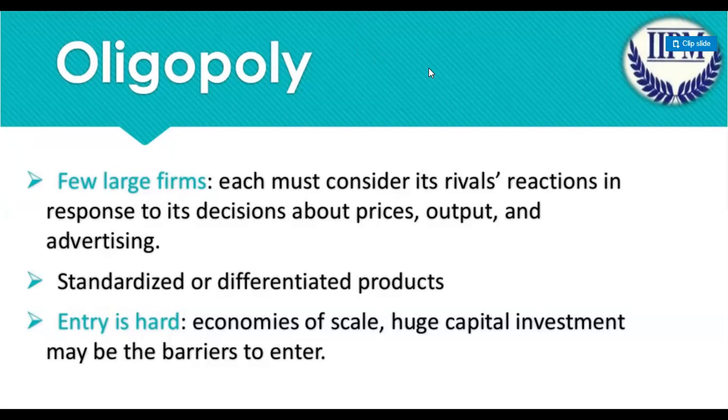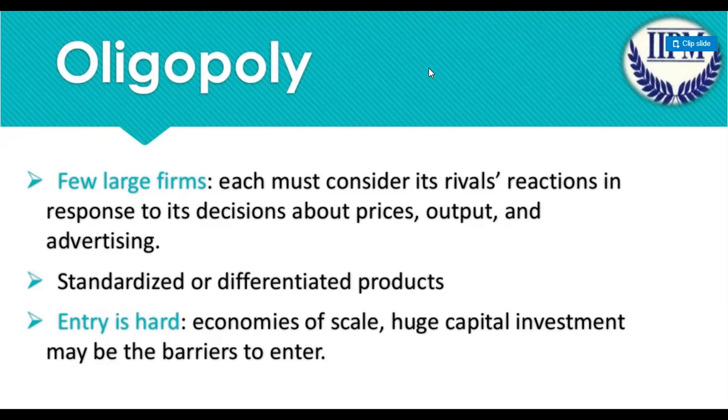Oligopoly is a market structure in which there are only a few sellers, but more than two, of homogeneous or differentiated products. So the oligopoly lies between monopolistic competition and monopoly. Oligopoly refers to a market situation in which there are a few firms selling homogeneous or differentiated products. Oligopoly is sometimes known as competition amongst the few.